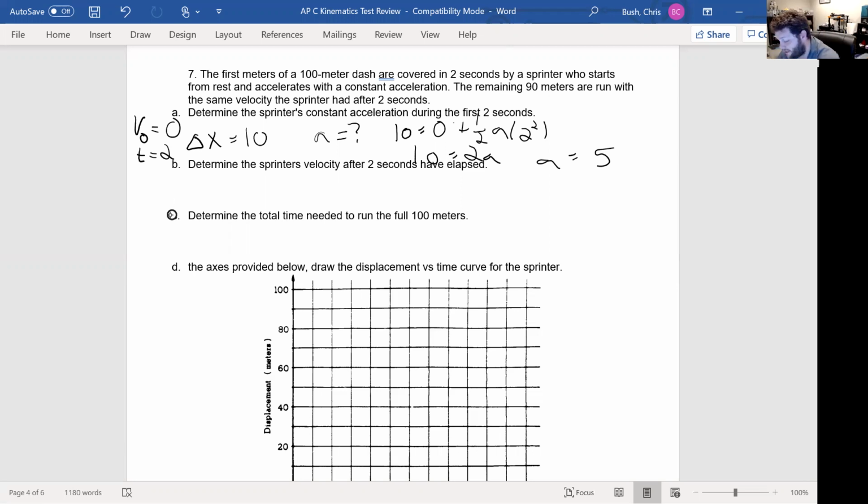To find the final velocity, that's easy enough. It's just v equals a times t plus v naught. So your final velocity is going to be 10 seconds, or sorry, 10 meters per second.